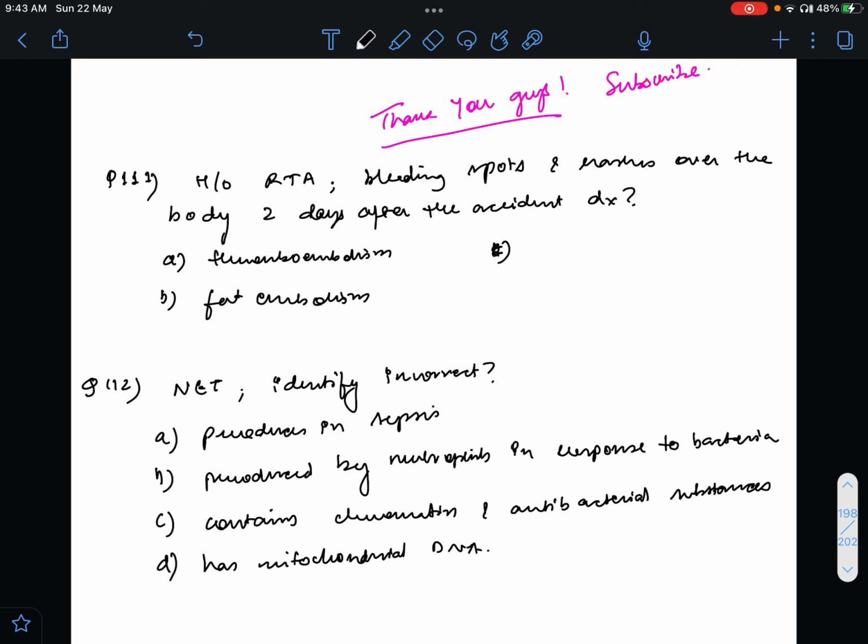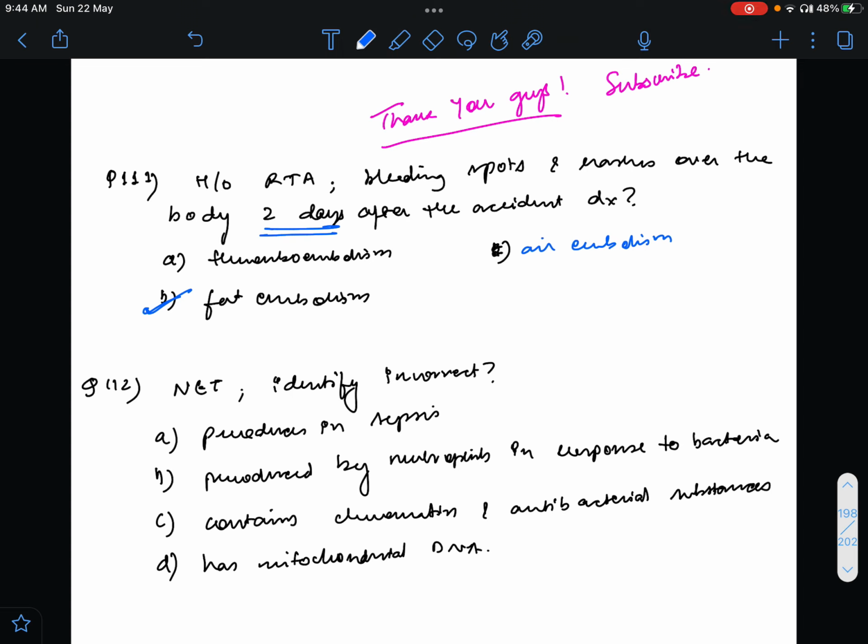Let's go, guys. Question 111. There's a history of RTA, bleeding spots and rashes over the body seen 2 days after the accident. What is the diagnosis: thromboembolism, fat embolism? I think air embolism was also one of the options. This is kind of controversial. Many people are saying it can be thromboembolism or air embolism. But I think the answer to this will be fat embolism.